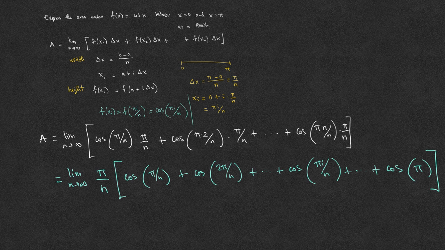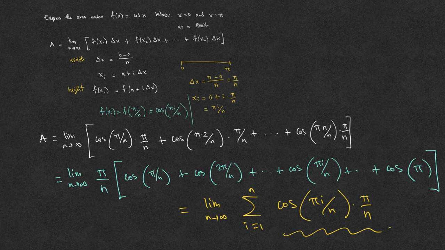We will study summation, which is the sigma notation, so that we can write this as the limit as n goes to infinity of the sum as i goes from 1 to n of cosine of pi i over n times pi over n in this section. But for now, this is the limit definition of the area under the curve.